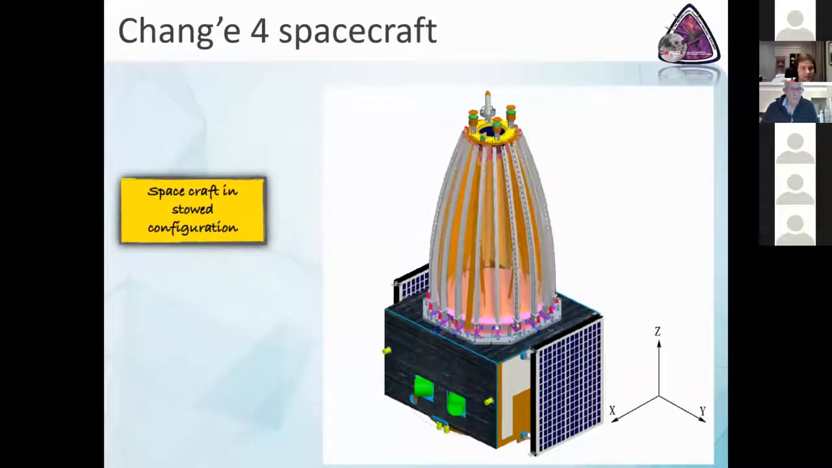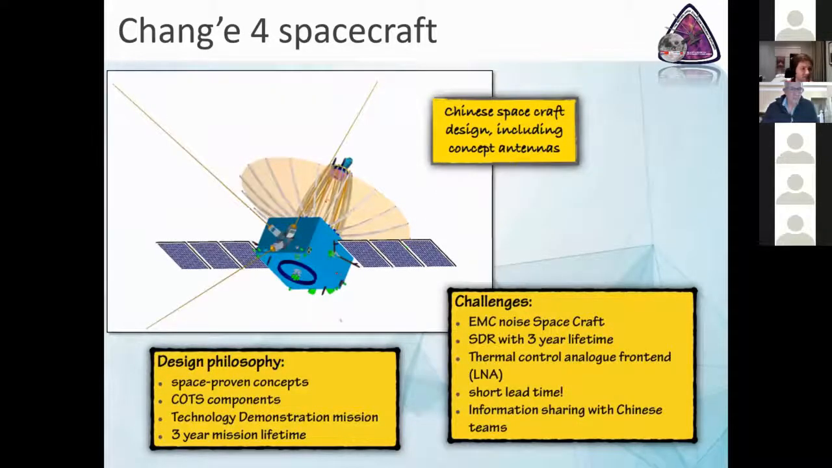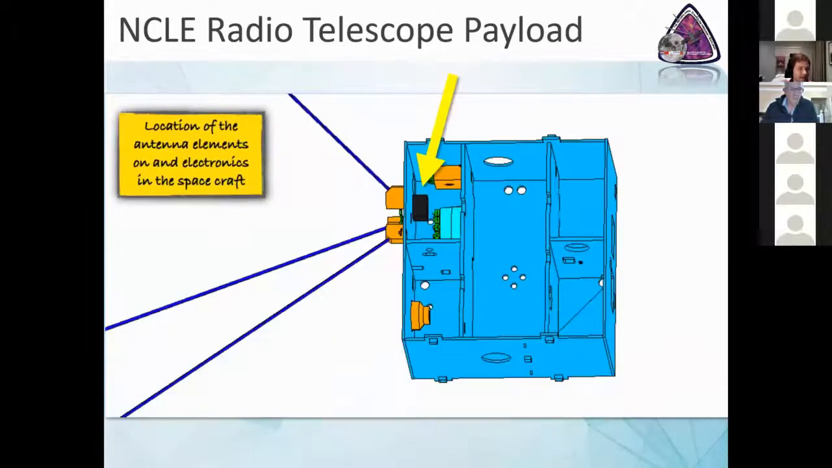So as you saw, this is the spacecraft that was launched, the Chang'e 4 spacecraft. When it unfolds, it looks something like this. And inside of the spacecraft is this little black box in which our hardware went, and actually worked very well. As far as we can tell, they were successful. They got some very good astronomical data.